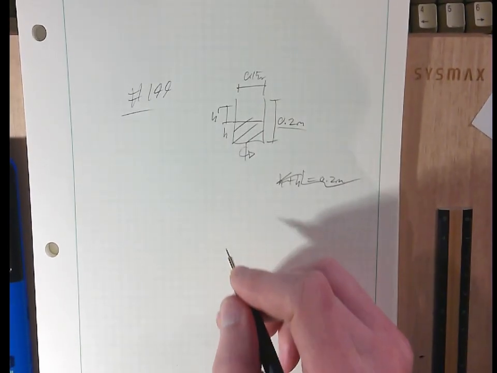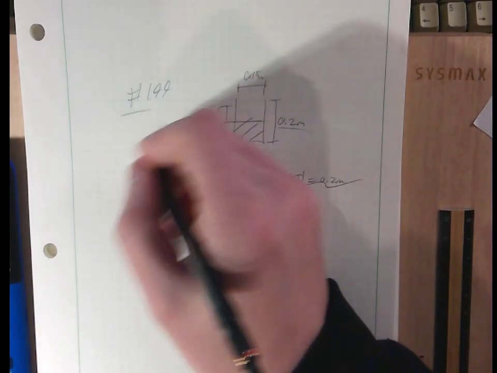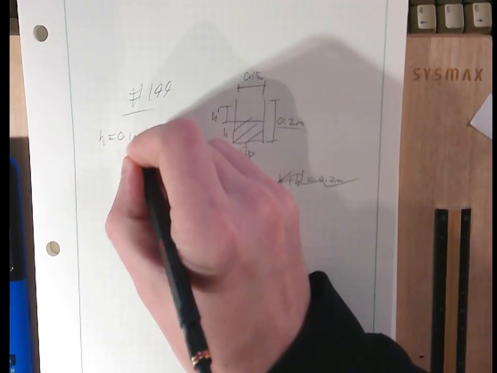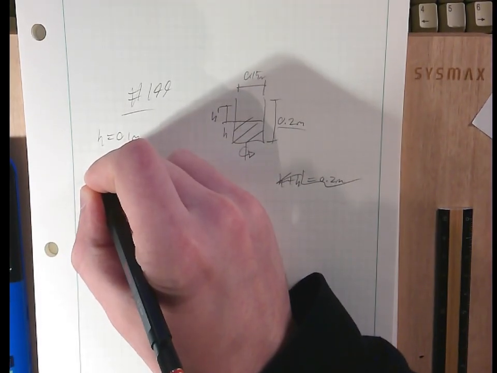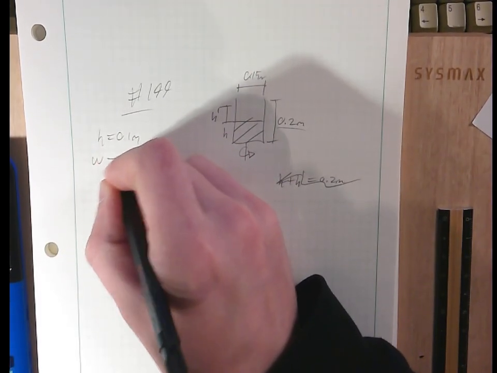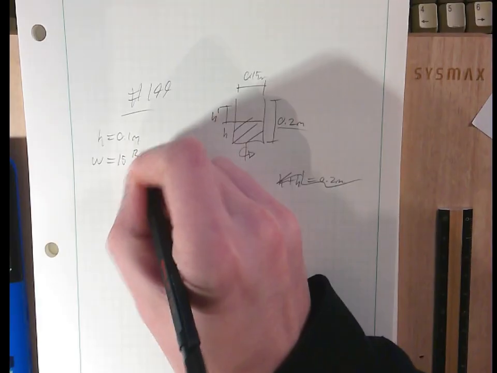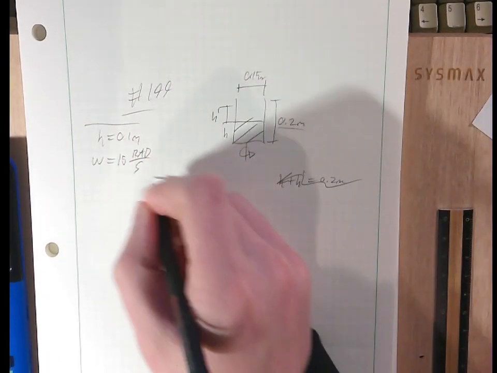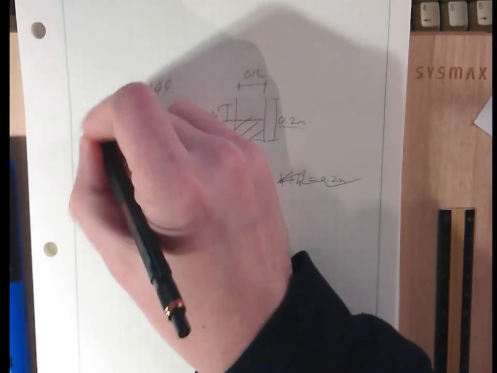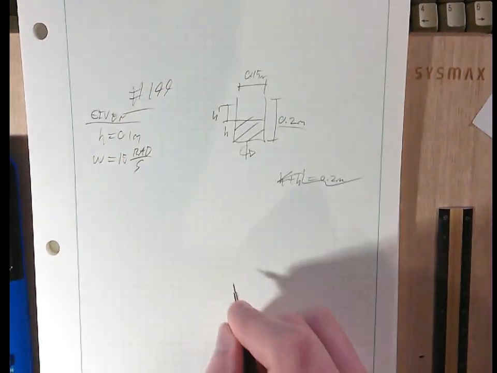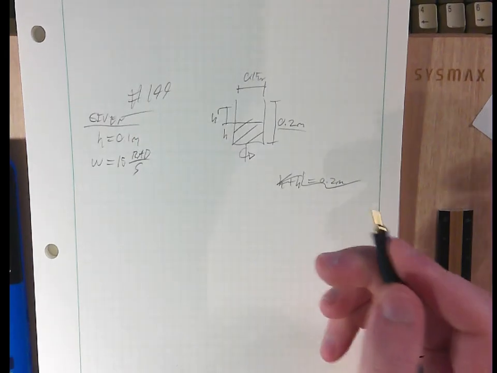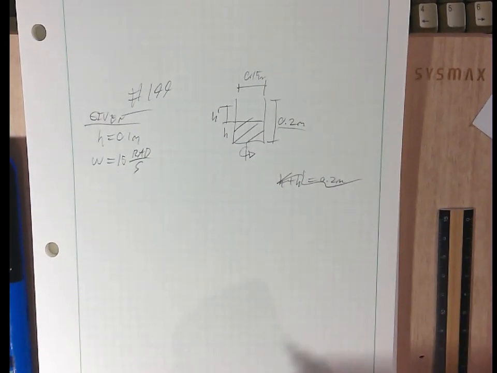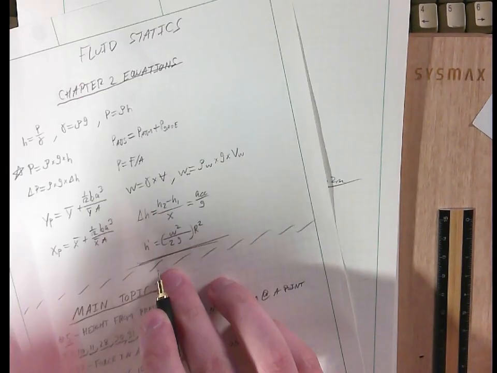So now what we're asked to find is, first, see what we're given. H equals 0.1 meters, and that velocity, weird looking W, is equal to 15 rad per second. Okay, that's what we're given. We're asked to find what h prime is. Now remember our equation from earlier? Only one that we need to remember right here.